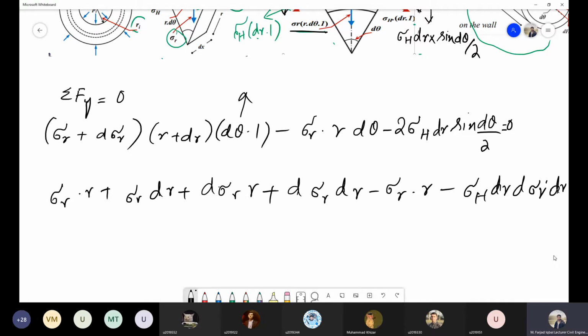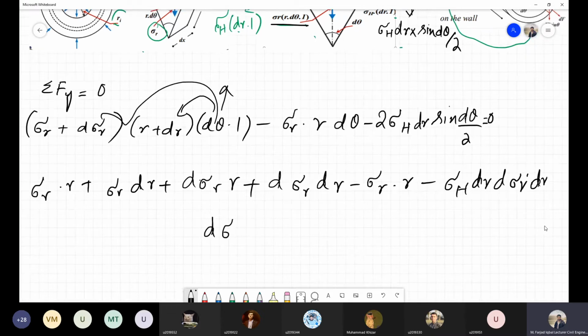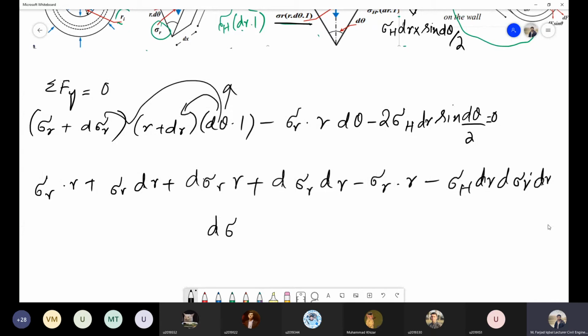Okay, in this equation, wherever you see terms with the product of two differentials, for example d theta into dr, or d theta into d sigma r, we will just ignore them, because the product of these differentials will be quite small, and overall there won't be much impact on the results due to these products.